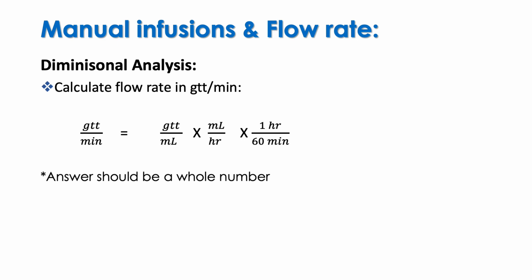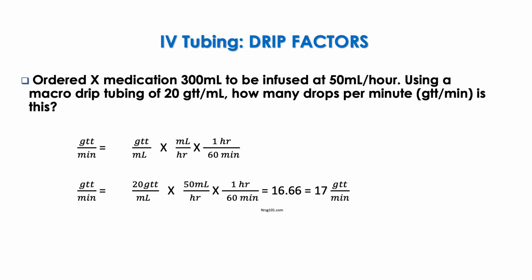So when you're doing a calculation, actually you can see in the next example, we end up with 16.66. Well, it's impossible to count a fraction of a drop, so you would round that number. So in this example, we have a medication that is a total volume of 300 milliliters to be infused at 50 milliliters per hour using a macro drip tubing of 20 drops per ml. How many drops per minute is this?